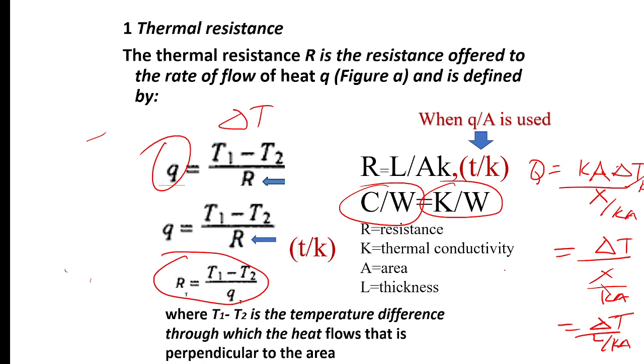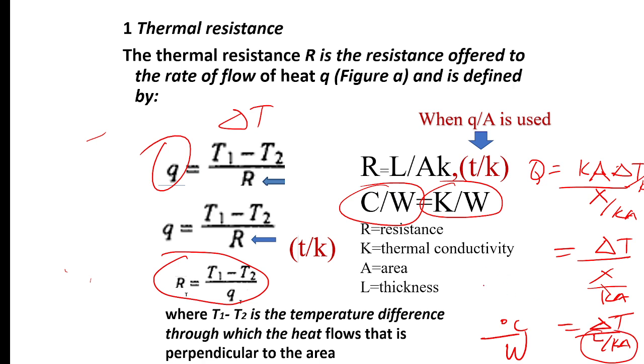Okay? So the unit for this is temperature over watts, right? Temperature over watts, meaning degree centigrade over watts. So the contraction of this will become watts only.